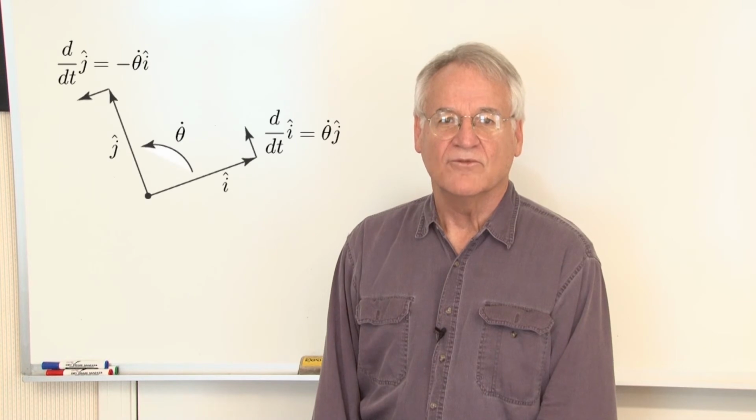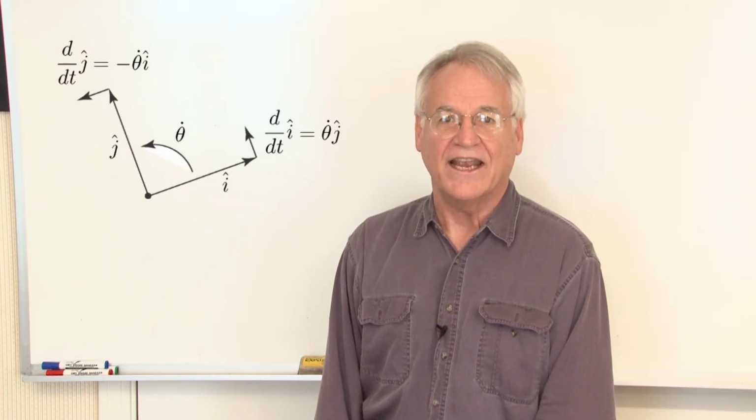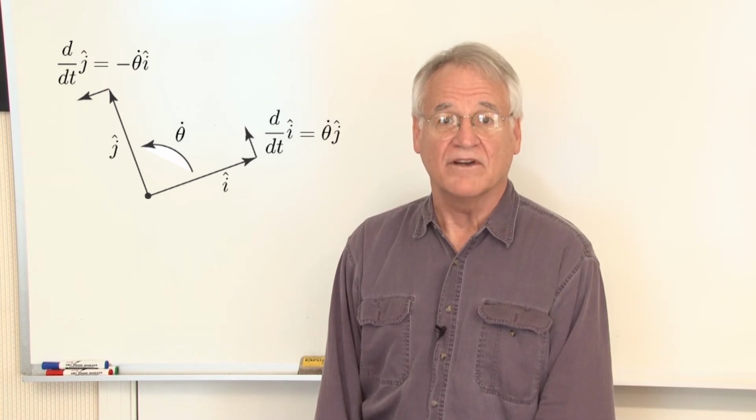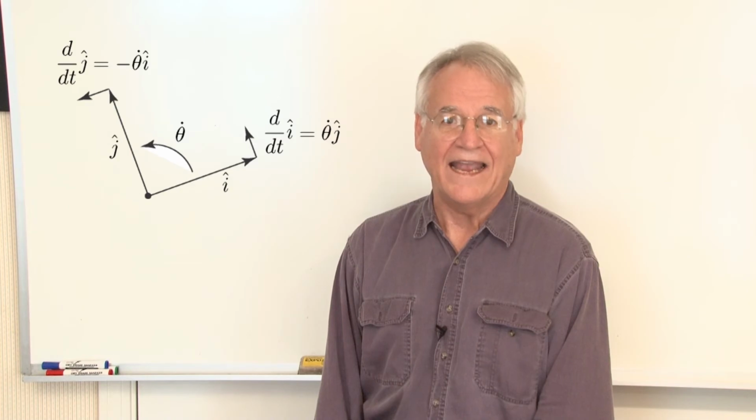All right, so there you have it. And in the future, if you can't remember the derivation, just remember the result. The derivative of i hat is equal to theta dot j hat, and the derivative of j hat is equal to minus theta dot i hat.